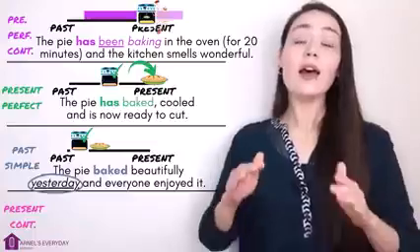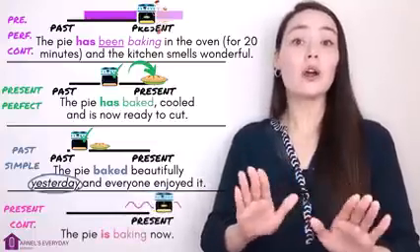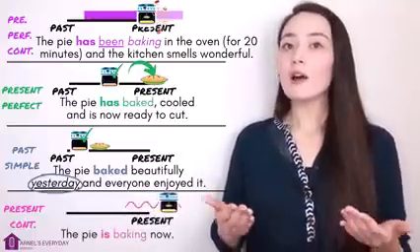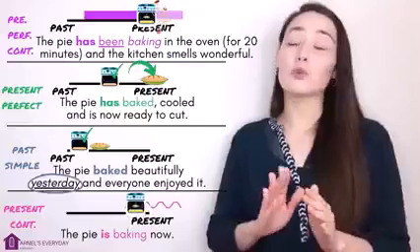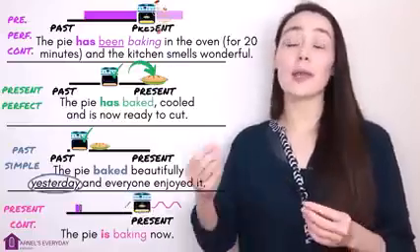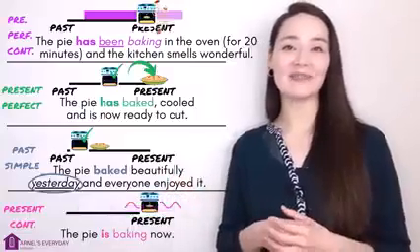Present continuous. The pie is baking now. Don't turn off the oven. I'm focusing on the action now. Remember, we do not use a present continuous for a past to present connection.